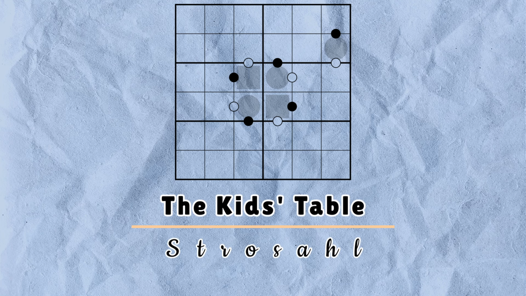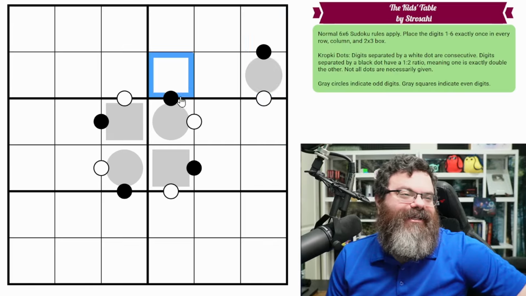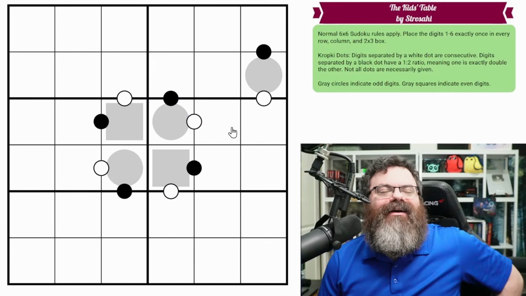Hello, let's continue our Sudoku adventure with The Kids Table by Strosahl. I think I see the kids table over here. That's a pretty neat picture here. Let's go over the rules.